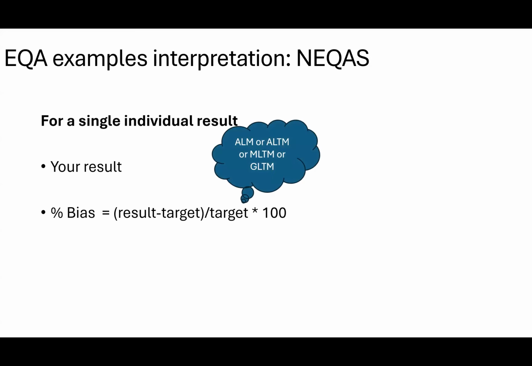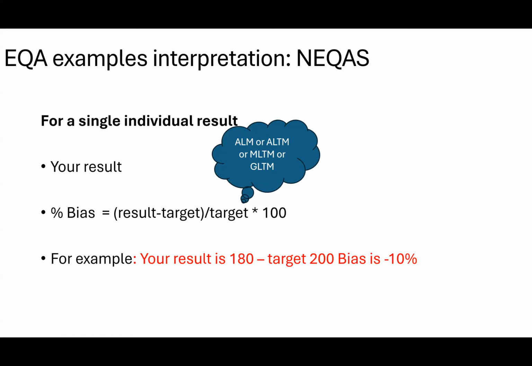And here I'm just reiterating what we talked about briefly before, which is the target. How does the scheme choose the target? It may be the all lab mean, the ALM. It may be the all lab trimmed mean, so that they've excluded outliers. It may be a method lab trimmed mean. So, for example, if different methods for the same analyte give very different results, the scheme may decide to compare your result only against people using the same method.